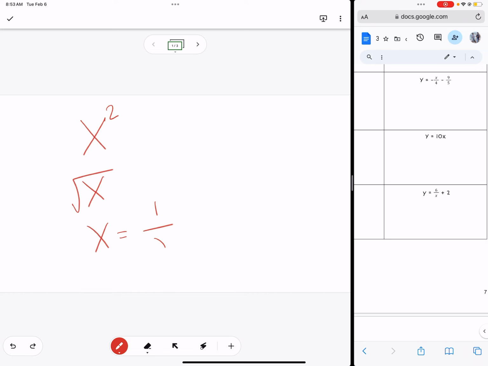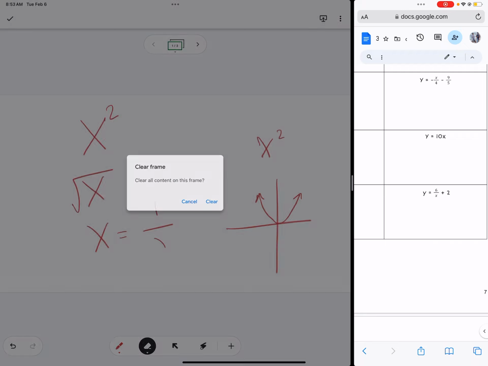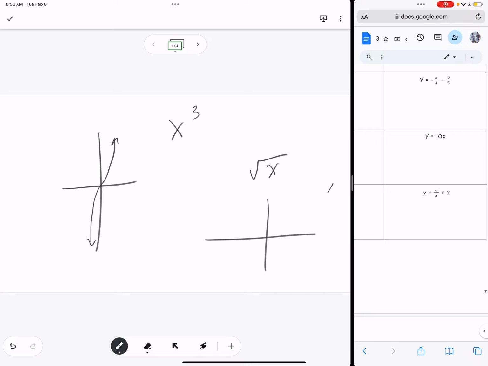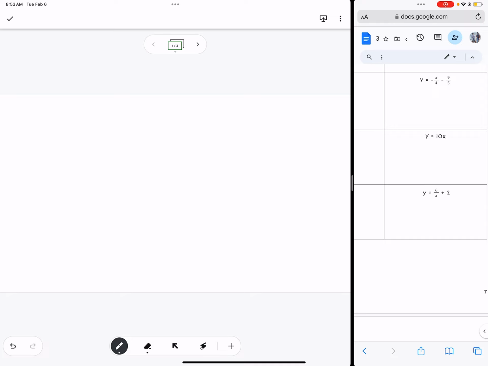Can you still graph x squared? Yeah, if you were to graph x squared, it would look something like this. It looks pretty cool. If you were to graph x to the power of 3, it would look something like this. It's pretty cool, but it's not a straight line. If you were to graph the square root of x, you would get something that looks like this. Still not a straight line. And I believe if you were to graph something like this, you would get something that looks like this. Not straight lines.